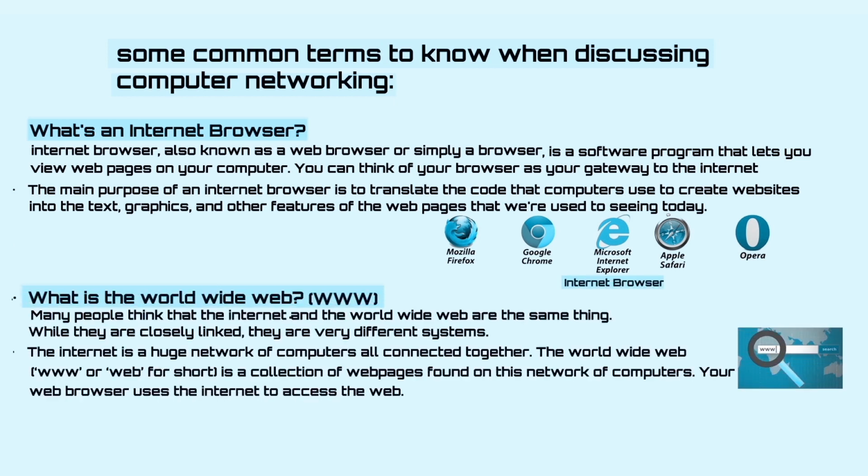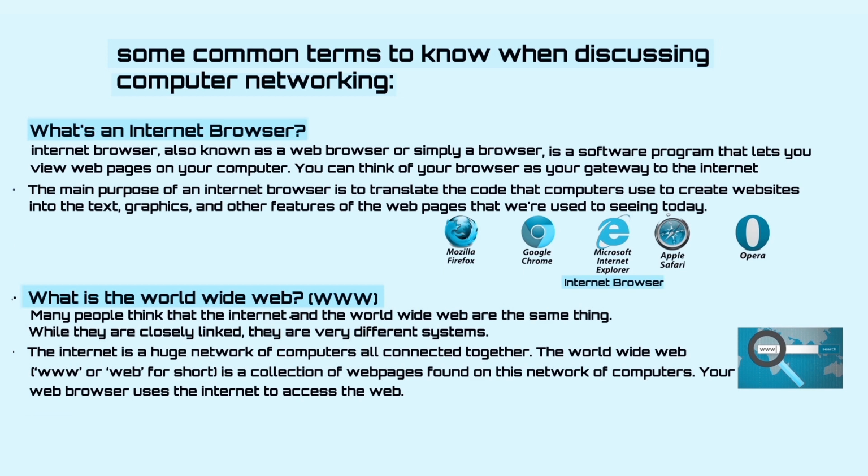What is the World Wide Web, or WWW? Many people think that the internet and the World Wide Web are the same thing. While they are closely linked, they are very different systems. The internet is a huge network of computers all connected together. The World Wide Web, WWW or web for short, is a collection of web pages found on this network of computers. Your web browser uses the internet to access the web.